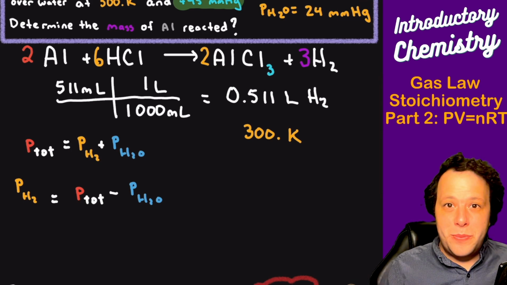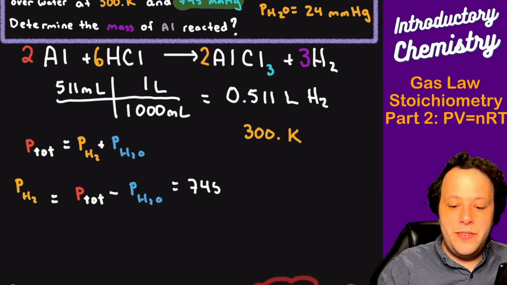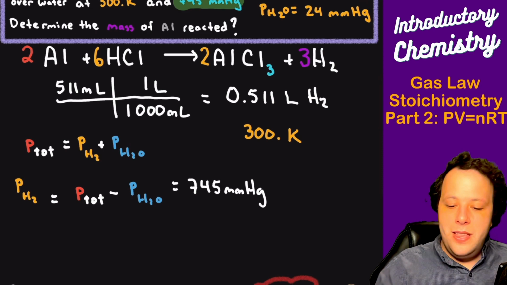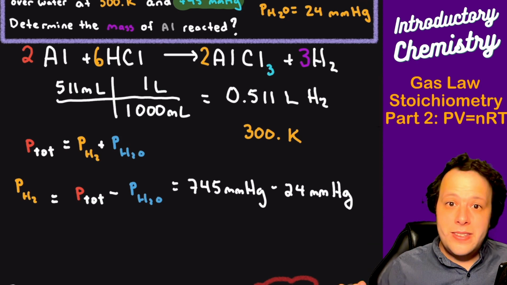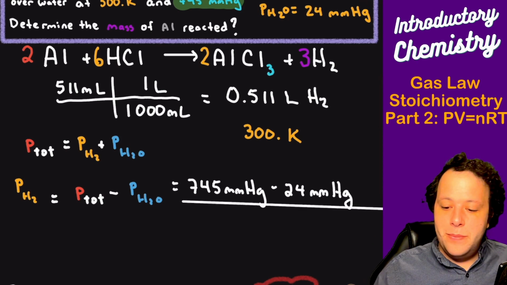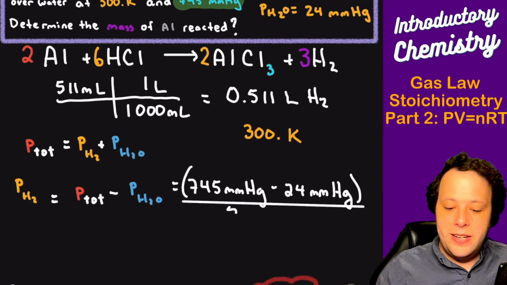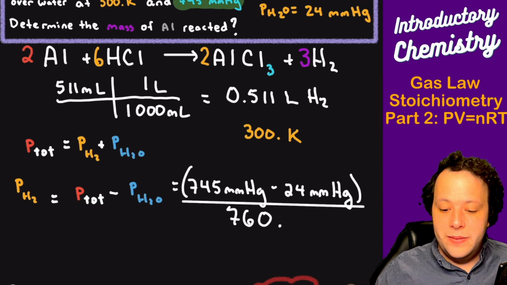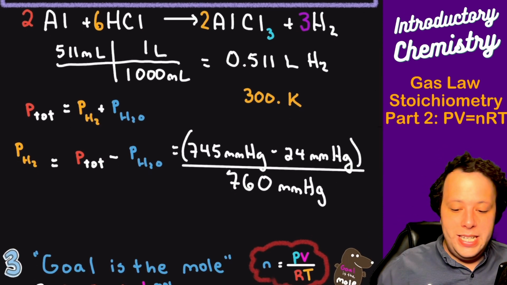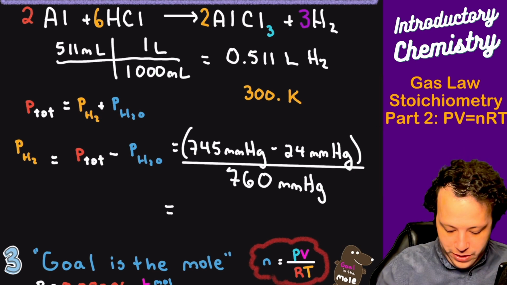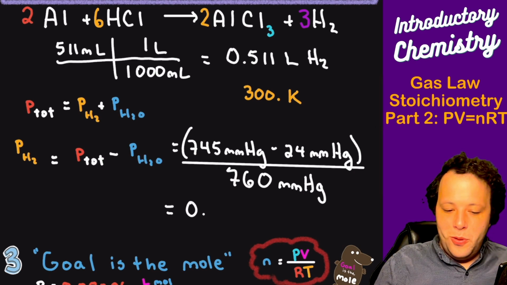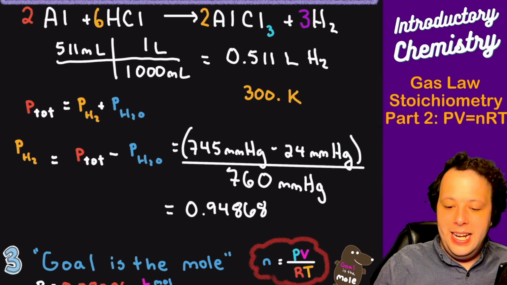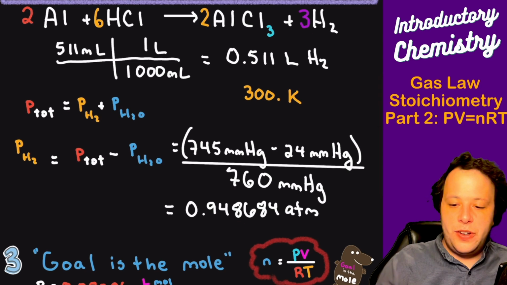Now, we were given the partial pressure of water, which was 24 millimeters of mercury. So what we'll do is take the 745 millimeters of mercury, then we'll subtract 24 millimeters of mercury. And what we're going to do is convert this to atmospheres. So this entire number here, we're going to divide by 760. So when you get your 721 millimeters of mercury, you'll divide that by 760. Now, when we have that, what we are going to essentially get in the end is 0.948684 atmospheres, which is going to be your pressure.